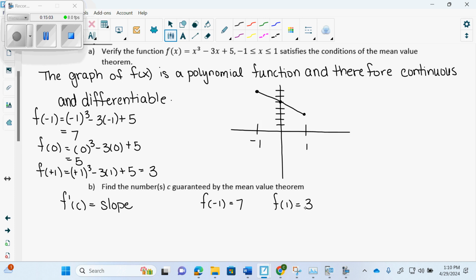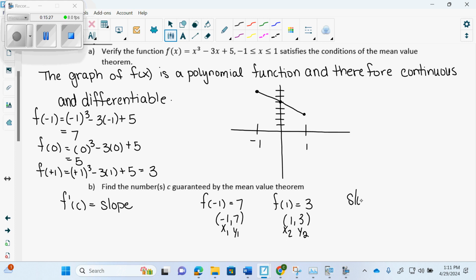So how can I write that another way? Negative 1, 7, 1 and 3. x1, y1, x2, y2. Literally grade 10 slope, correct? So we're just trying to find the tangent slopes that will be the same as the actual slope between those endpoints. That's it. So let's find the slope first.